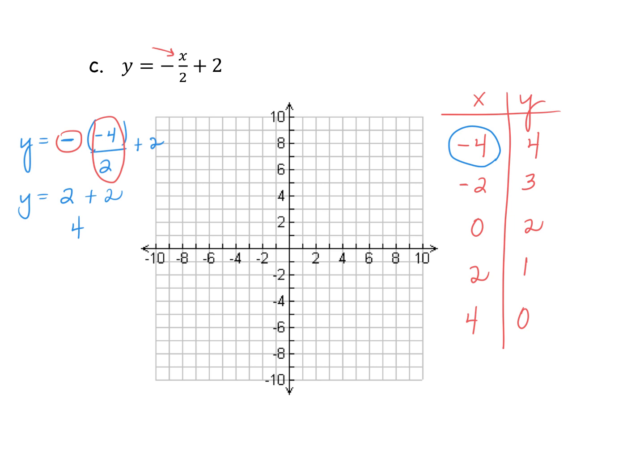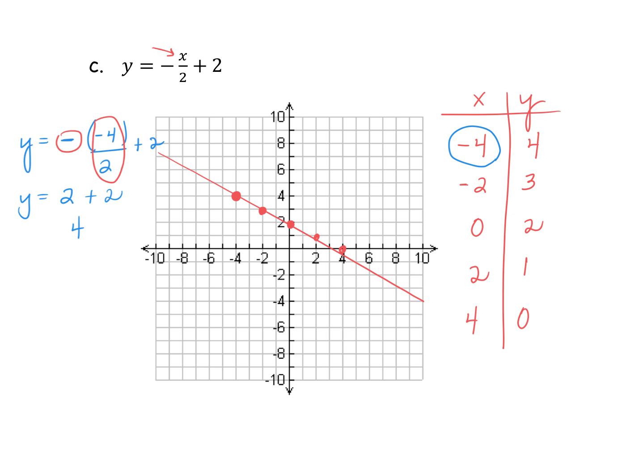So on here, I'm going to find where -4 meets up with a +4. So I place my point. I'm going to find where -2 matches up with a +3. 0 matches up with 2. 2 matches up with 1. And 4 matches up with 0. And I'm going to take my straight edge and connect these. But I'm going to make sure that I connect past the points that I'm given, because a linear relation can continue going on. So now you're going to try the rest of the examples in question number 5.